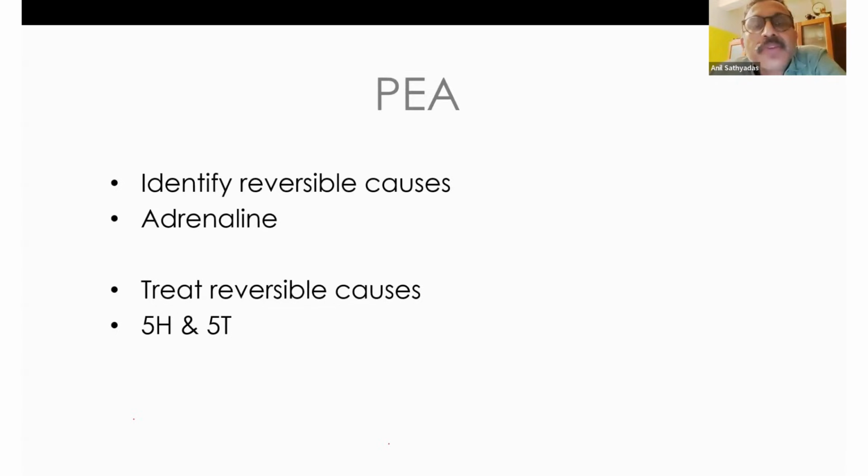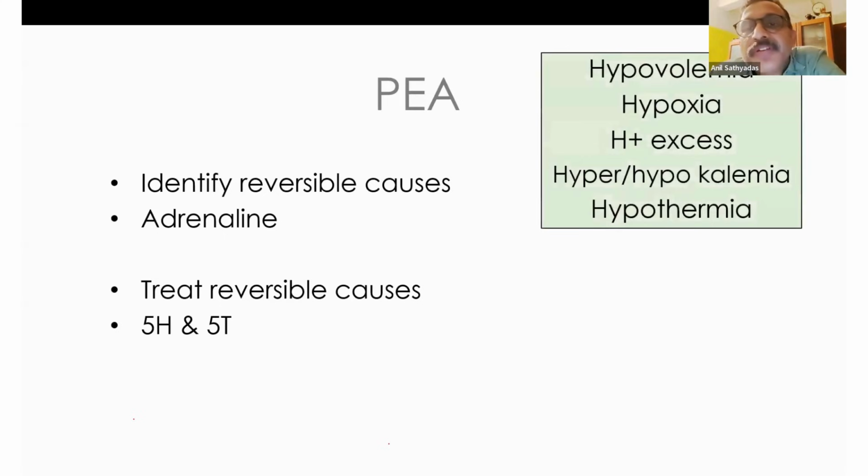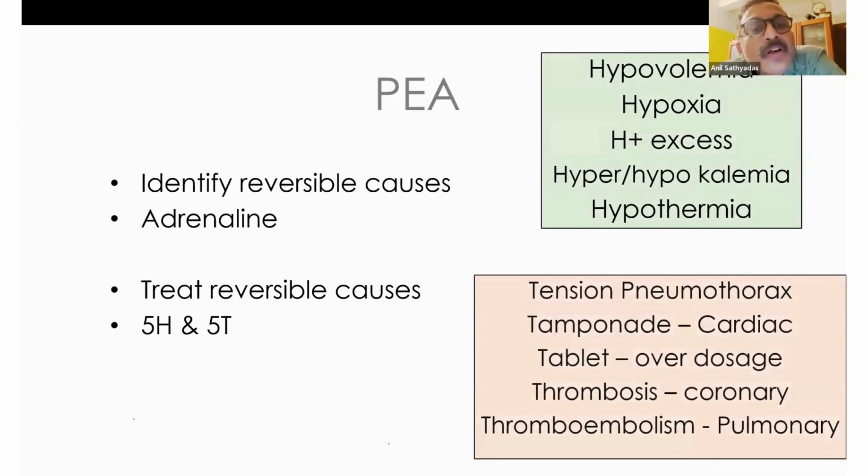We have 2 slides regarding pulseless electrical activity. So basically you have reversible causes like the 5H and 5Ts. And what you do here is continue your CPR and then treat whatever you can. You have to keenly assess whether the patient is having a tension pneumothorax or a cardiac tamponade. Easily reversible. Then hypovolemia is one thing that is reversible. Hypoxia and also acidosis, H plus excess. Problems with potassium and hypothermia.